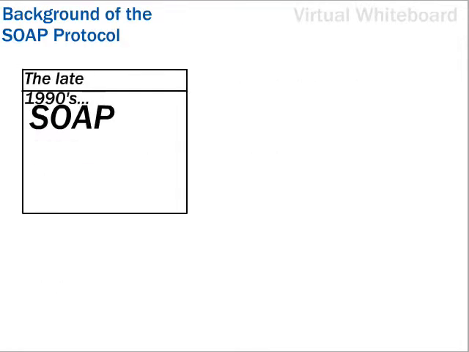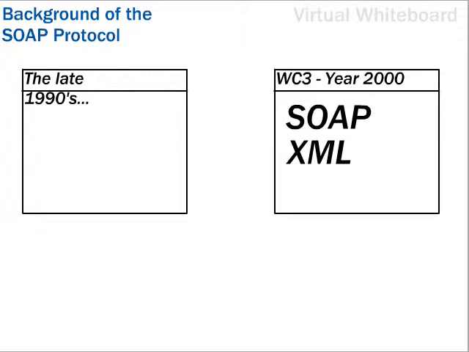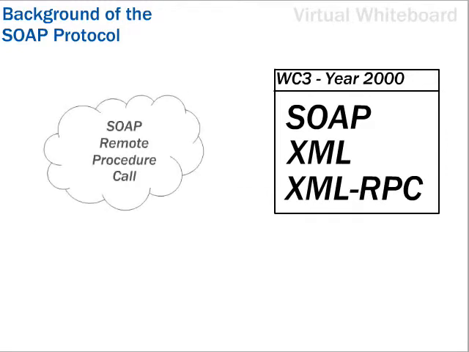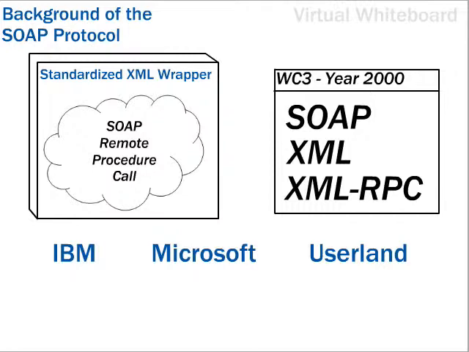SOAP began in the late 1990s when XML was itself a fledgling web technology and was offered to the W3C in 2000. SOAP and another XML-based web service protocol called XML RPC had a joint upbringing. SOAP was designed essentially as a means of packaging remote procedure calls into XML wrappers in a standardized way. Numerous enterprises contributed to the early development of SOAP, including IBM, Microsoft, and Userland. The development of SOAP later passed to the XML Protocols Working Group of the W3C.